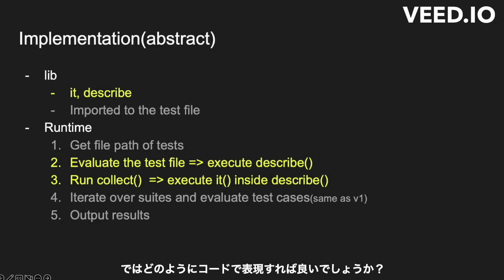So how do we express this in code? To be honest, this is a little complicated part. The implementation is divided into 2 parts, library and runtime. The library contains the test functions like it and describe, and they will be imported and loaded into the test file. The runtime has 5 steps to process the test. Steps 2 and 3 will be easier to understand in code than in a sentence.